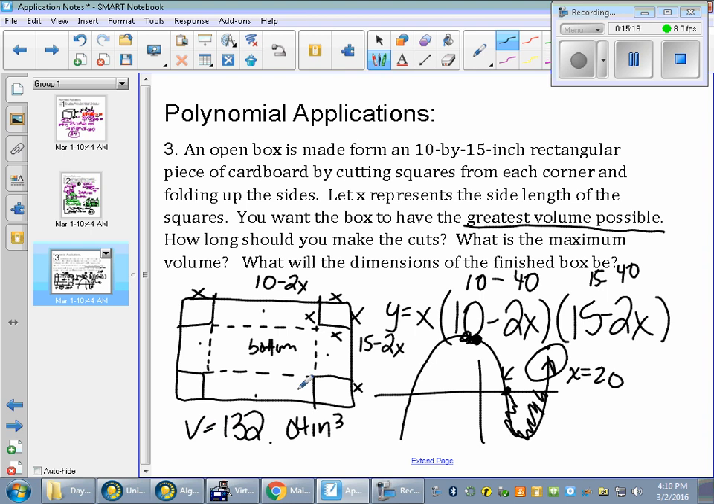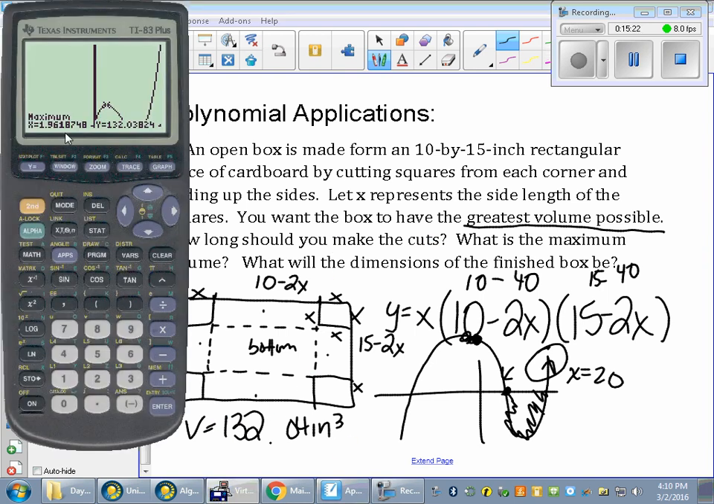So then it says, how long should we make the cuts? That's the x value here. That's what our x is. X is how long should the cuts be, and they should each be 1.96 inches. And then it says, what are the new dimensions of the box? We would just plug that 1.96 into the two other equations for the 10 minus 2 times that and 15 minus 2 times that.